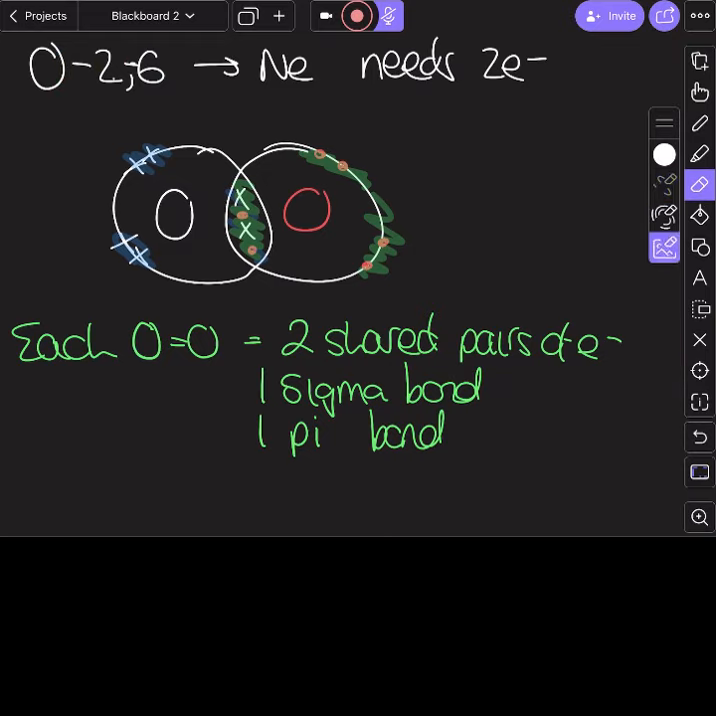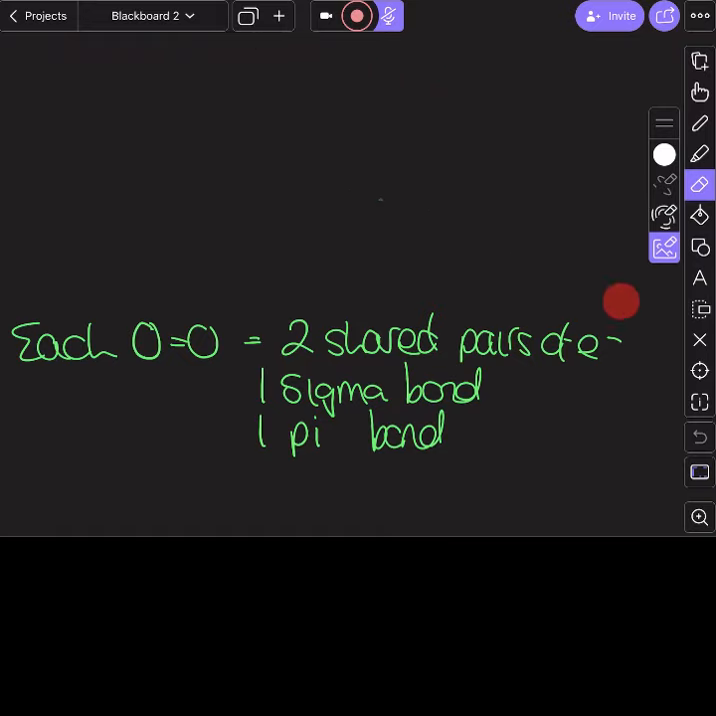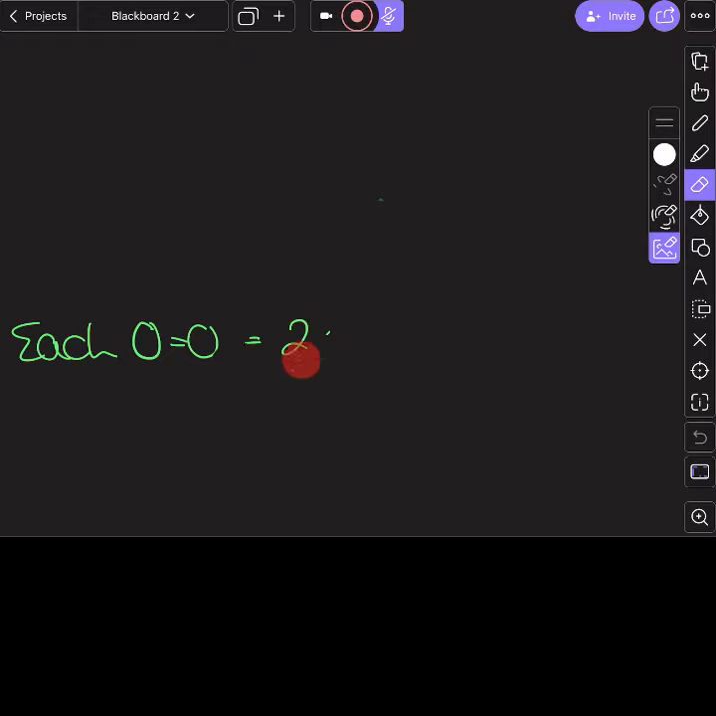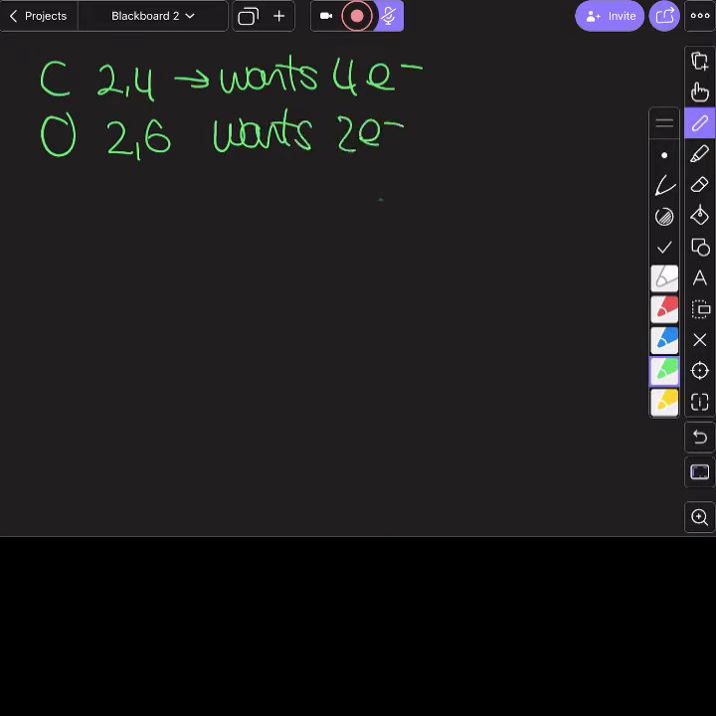So the next one is then carbon dioxide, CO2. We're now using the information we have about carbon and about oxygen. So we start with our carbon, and we've said carbon is a 2,4, it wants 4 electrons. Oxygen is a 2,6, and it wants 2 electrons. Essentially both of these want to be neon. They want that full outer energy level. So how are they going to do it?